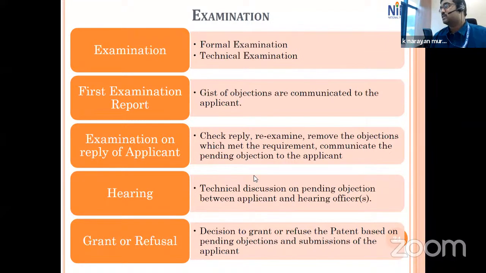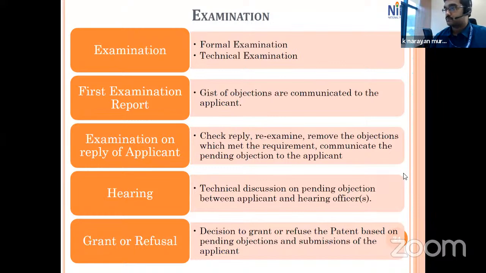In this, we send a gist of objections to the applicant. Apart from it, this is not an FIR. This is FER, first examination report. FIR you must have encountered in, say, police or law. So this is not FIR. This is FER, where we first examine and then send a report. Then after that, the controller takes a decision whether to grant you a patent or not. Before taking that decision, he schedules a hearing with the applicant.